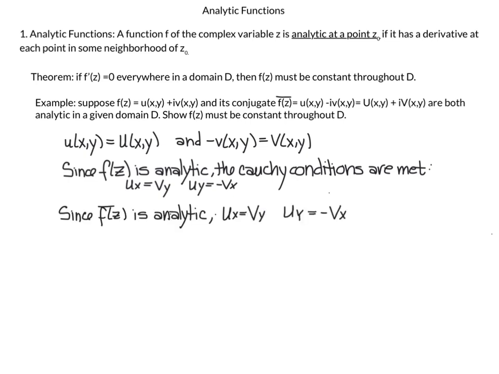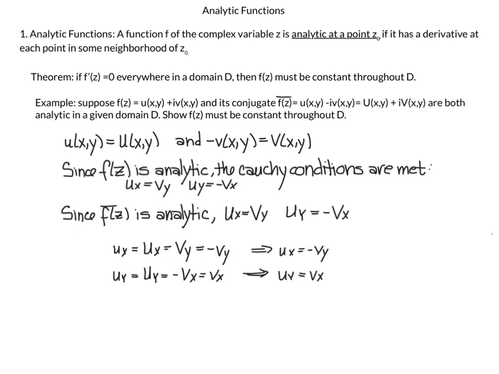Similarly, anyway, since the complex conjugate is analytic, capital U of x is equal to capital V of y, and capital U of y is equal to negative capital V of x. What we have then is little u of x. Well, since u of x,y is equal to capital U of x,y, then the partial derivative with respect to x should be equal. So u of x is equal to capital U of x.